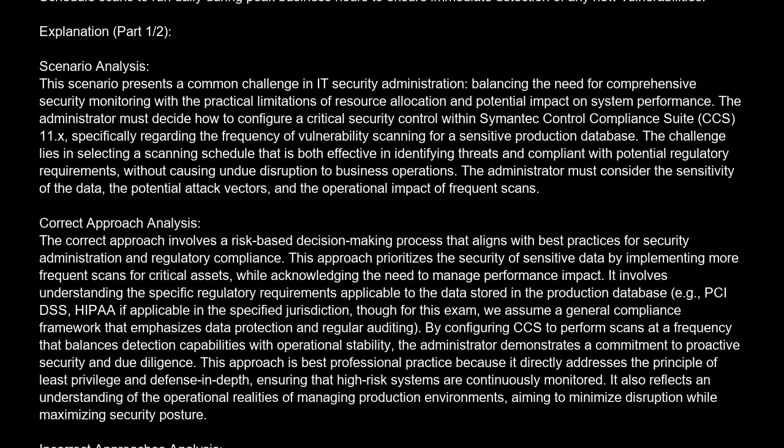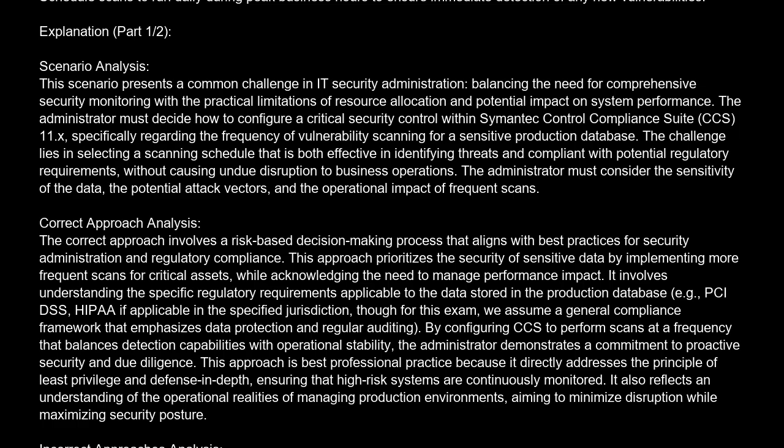The administrator must consider the sensitivity of the data, the potential attack vectors, and the operational impact of frequent scans. Correct approach analysis. The correct approach involves a risk-based decision-making process that aligns with best practices for security administration and regulatory compliance. This approach prioritizes the security of sensitive data by implementing more frequent scans for critical assets, while acknowledging the need to manage performance impact.